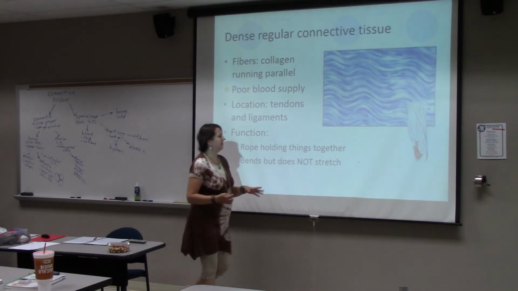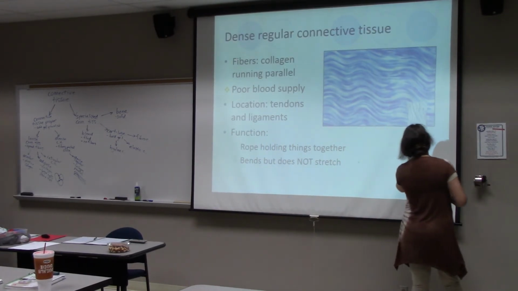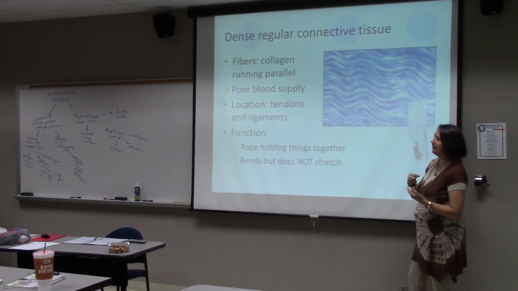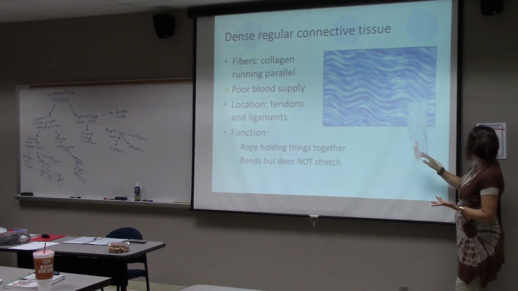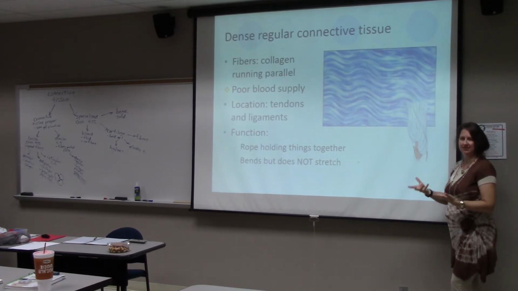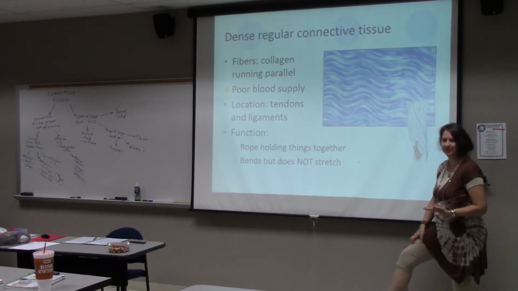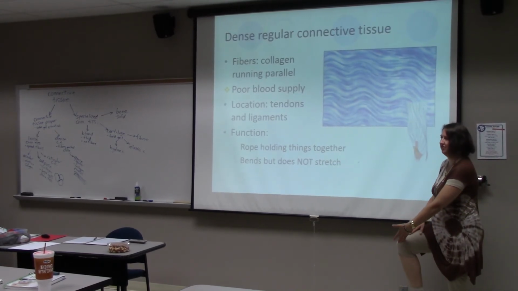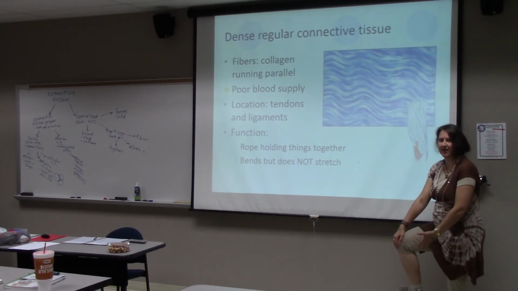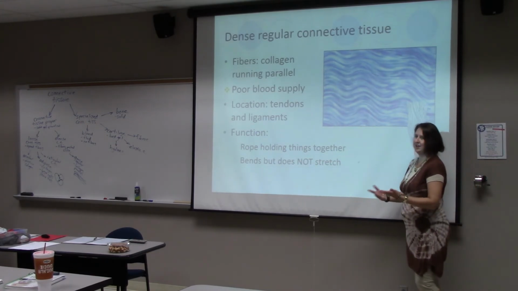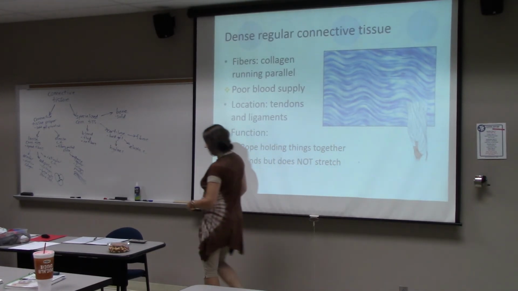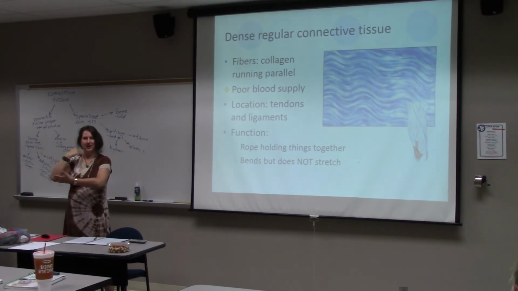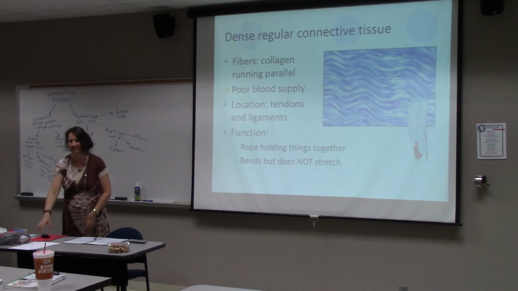So, dense regular is used for holding things together when you're going to have tension on it trying to pull it apart. For a tendon connecting muscle to bone, the muscle itself is exerting that tension. You contract the muscle, it pulls on the tendon, and if the tendon could stretch, it would just stretch it. You want it to not stretch so that it will pull on the bone and move your body. But at the same time, you need it to be flexible so that you can have your joints in different positions.